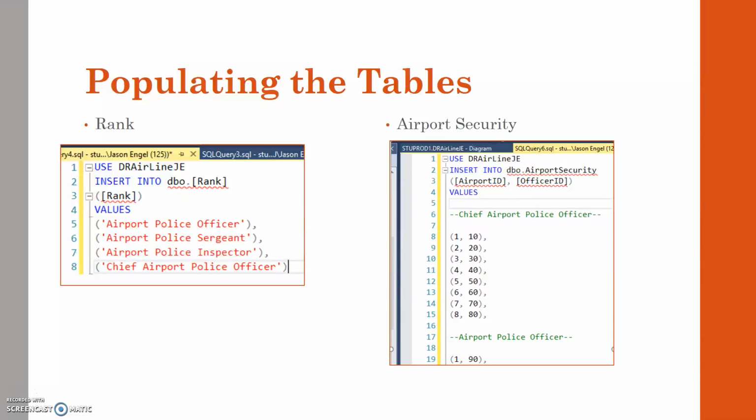And to the right, I have the airport security table that I populated. You can see in green, I have created comments so I'm able to make my data look clean, and I'm able to look at it to make sure that I have enough people in the airports when I'm entering the data.